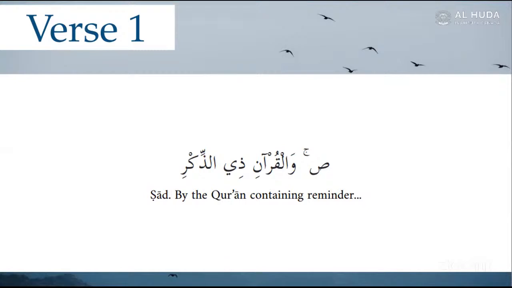وَالْقُرْآنِ ذِي الذِّكْرِ. By the Quran containing reminder. So how is this description, the dhikr, understood? Number one, in the meaning of tadhkir, reminder. Reminder of what? The reality that is within the fitrah. And also? Rights and duties, obligations. What else? Maw'idah, admonition. It's the best advice, relevant for all people at all times.